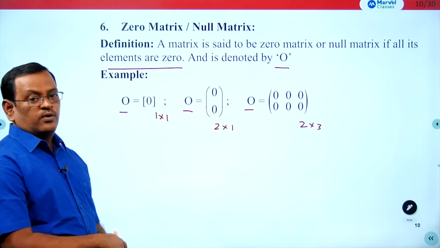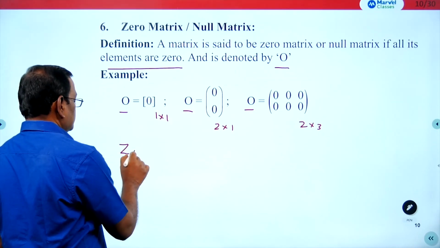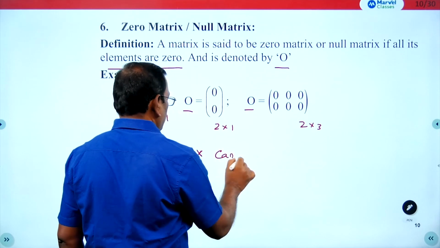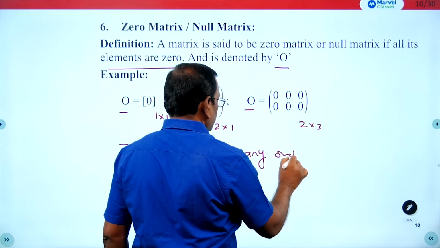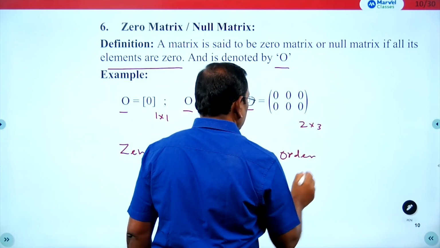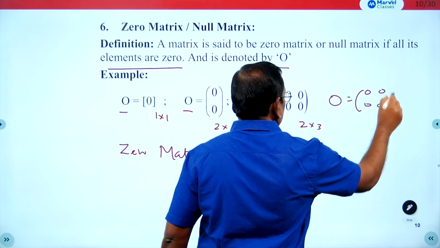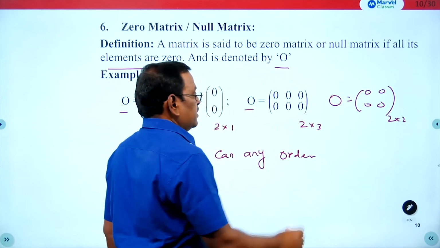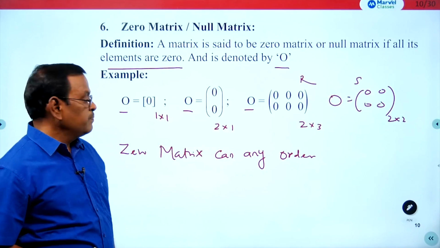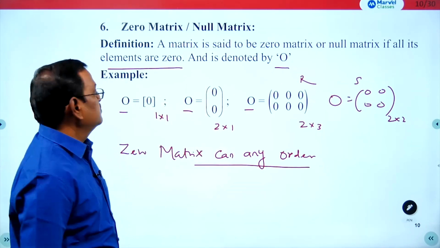And hence a very important note: what is the order of the zero matrix? A zero matrix can be any order. The reason is, this is also O, 0, 0, 0, 0, 2 by 2. It may be a rectangular matrix or it may be a square matrix, but both matrices are denoted by the same alphabet, capital O, and hence a zero matrix can be any order. It may be square or rectangular.